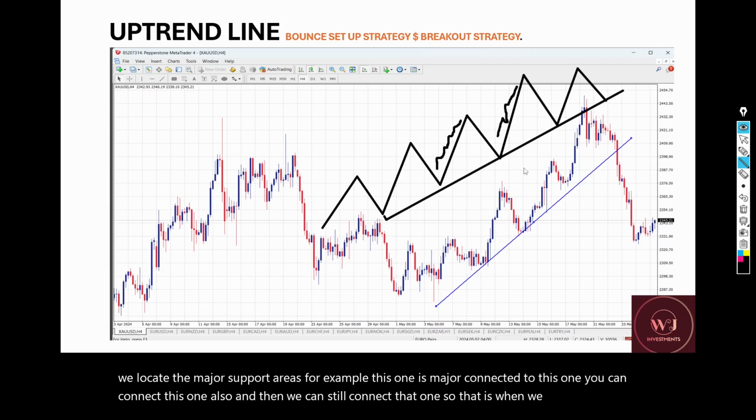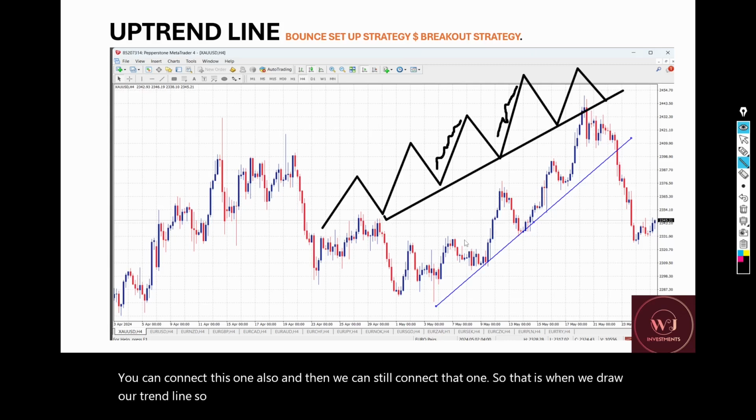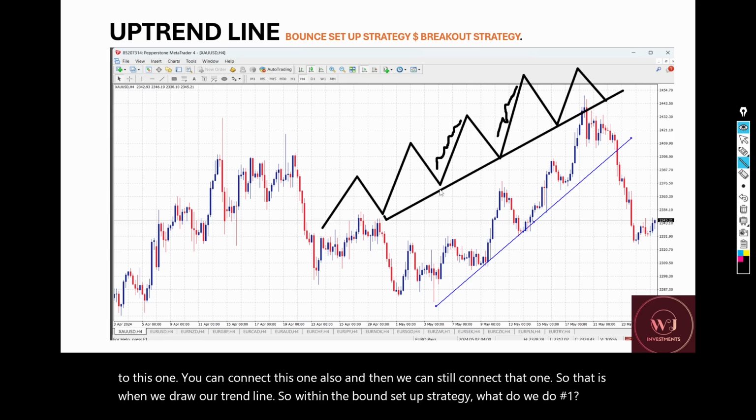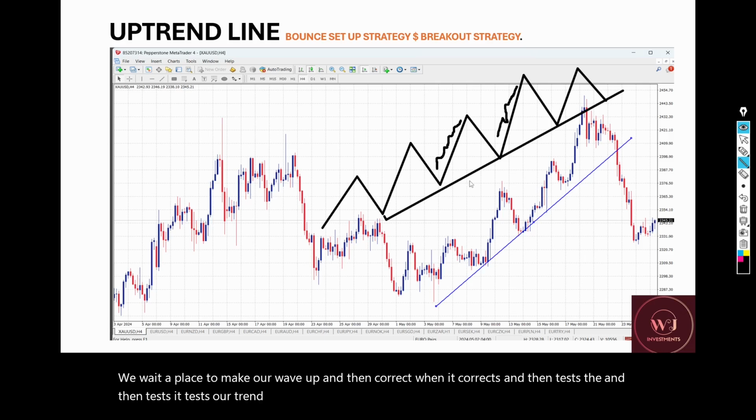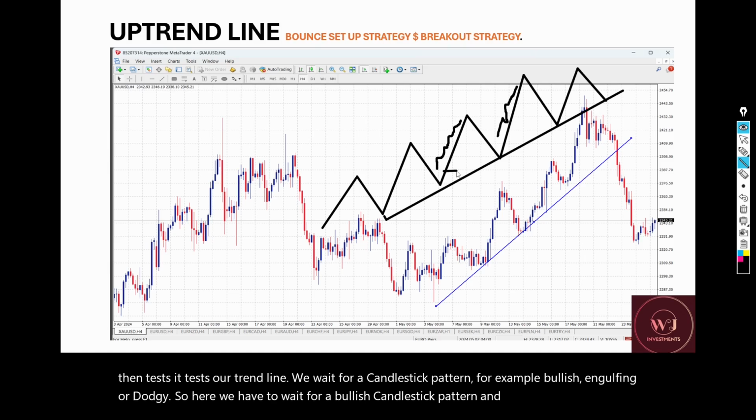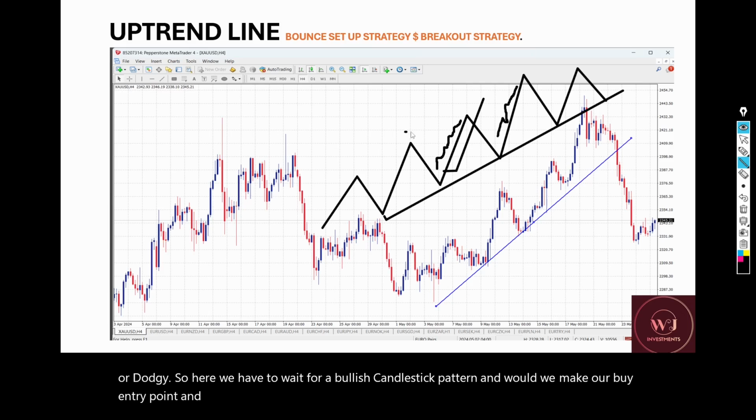So within the bounce setup strategy, what do we do? Number one, we wait for the price to make a wave up and then correct. When it corrects and then tests our trend line, we wait for a candlestick pattern, for example, a bullish engulfing or a doji. So here we have to wait for a bullish candlestick pattern, and then we make our buy entry point, and then we target the profits above the previous swing high. Okay.